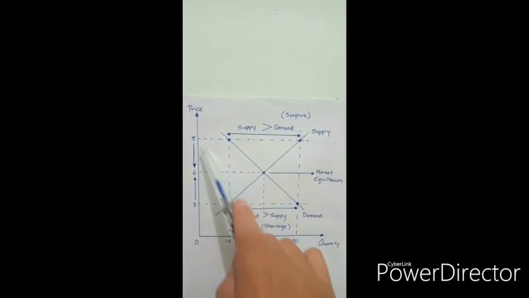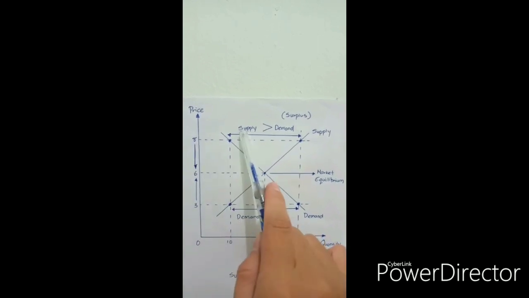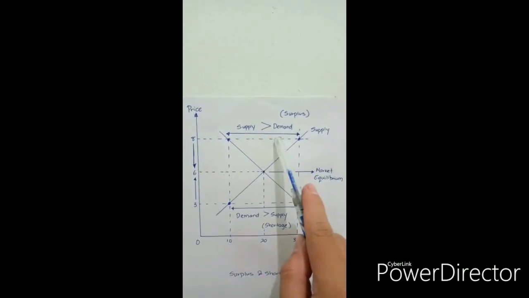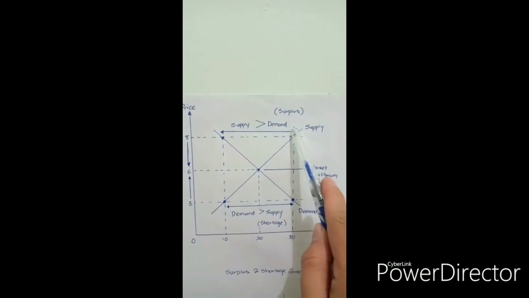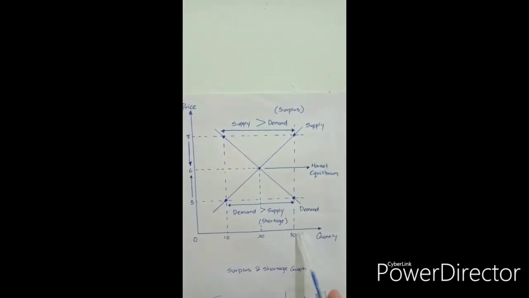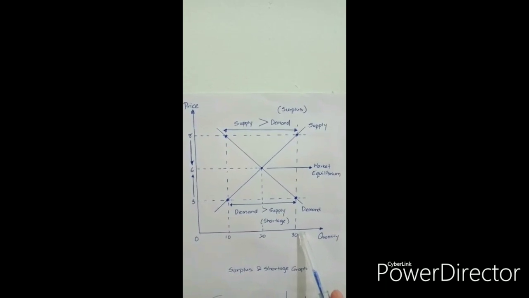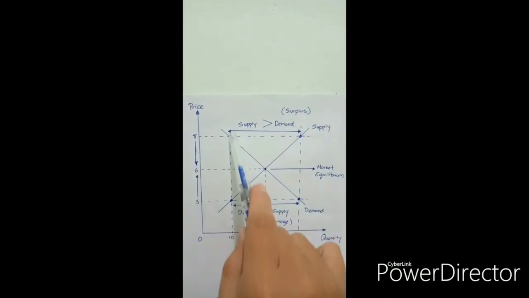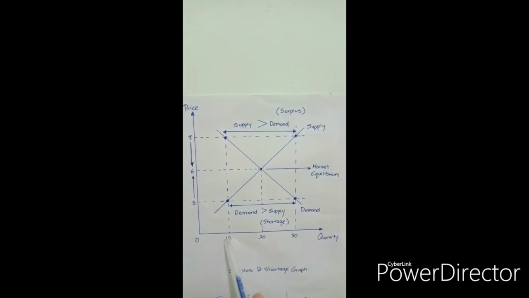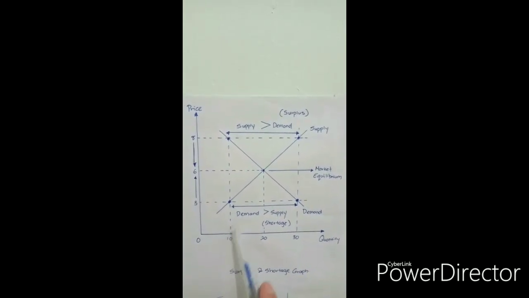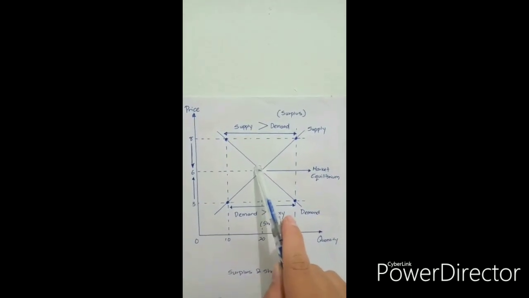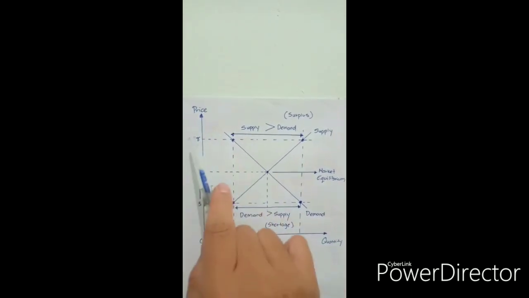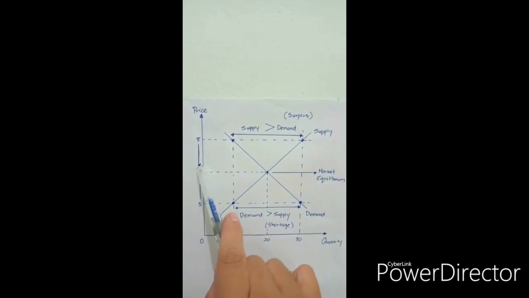And what happens if there is a surplus and a shortage? So let's find out about it. Surplus happens where at a given price, the quantity of supply is higher than the quantity of demand. At this point, we can see the quantity of supply is 30, while the quantity of demand at this point is just 10. In order to reach the market equilibrium, the price of the product should fall from 8 to 6.